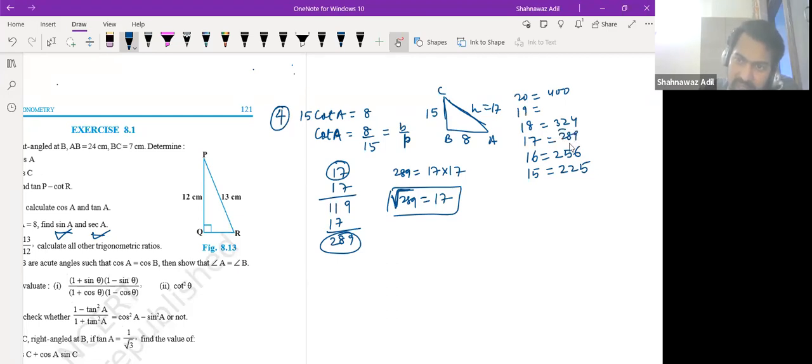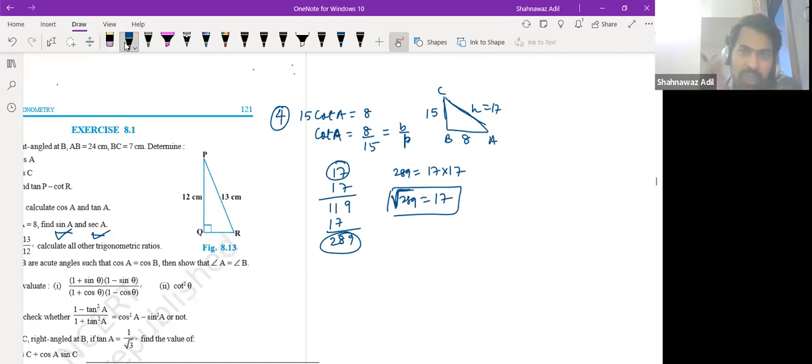Can you use prime factorization? Yes, that we can also do. But using prime factorization for 289, you have to check from 1, 2, 3, 4, 5, and then you reach 17, right? Yes, you can use prime factorization. But if you remember these squares, then that would be easily done, right? Finished.